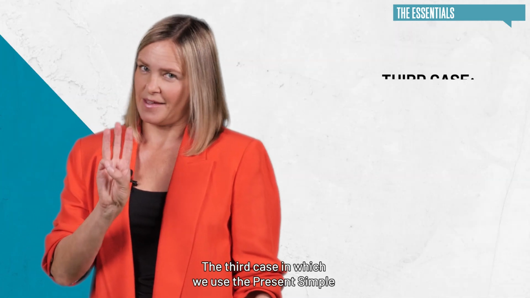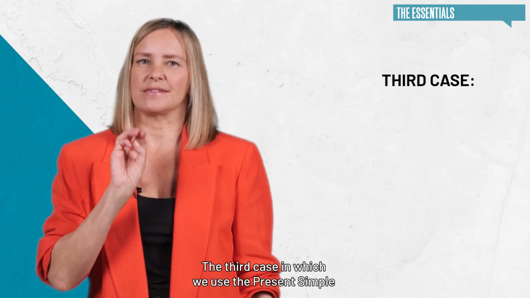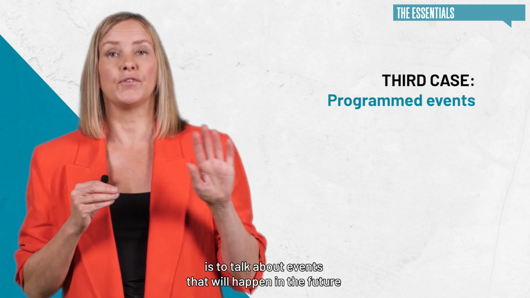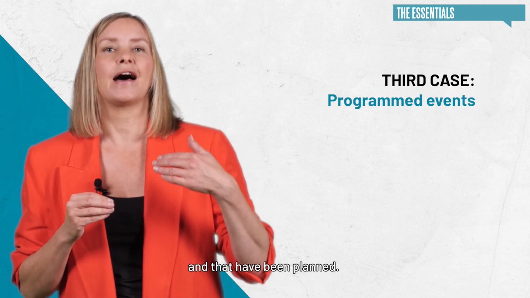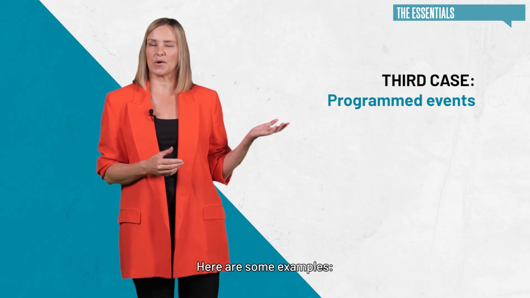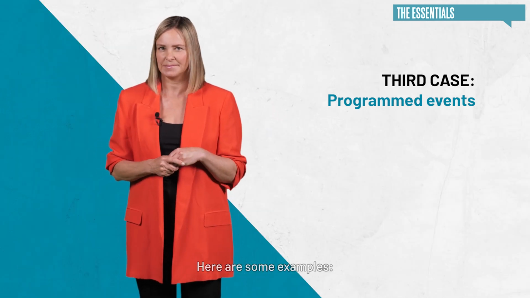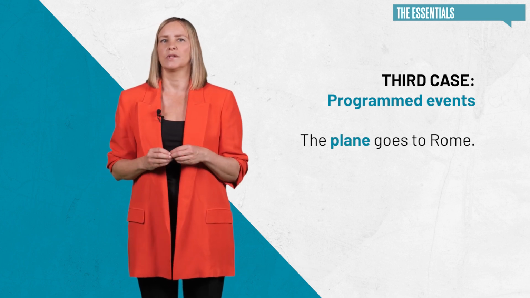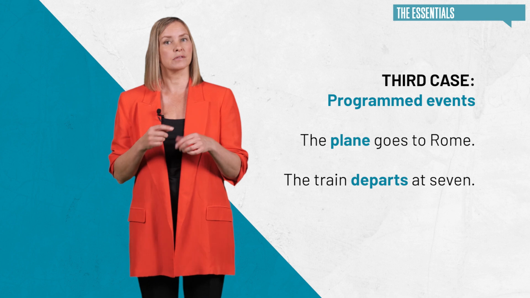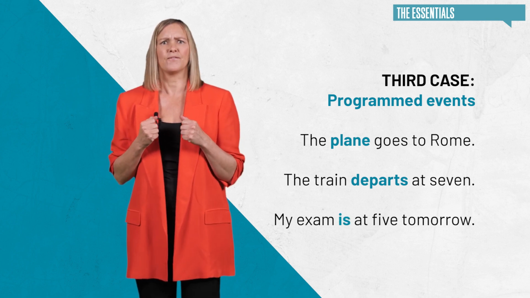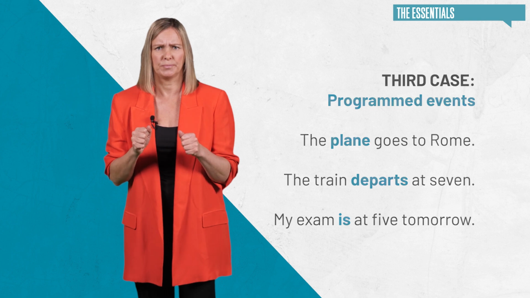The third case in which we use the present simple is to talk about events that will happen in the future and that have been planned. Here are some examples. This plane goes to Rome. The train departs at 7. My exam is at 5 tomorrow.